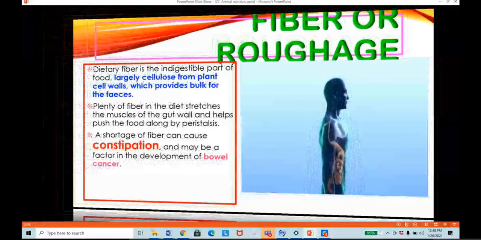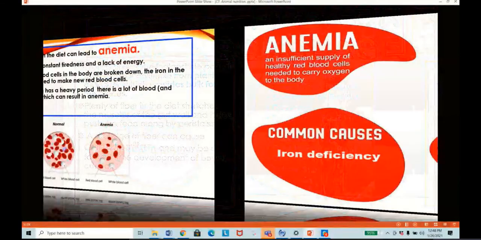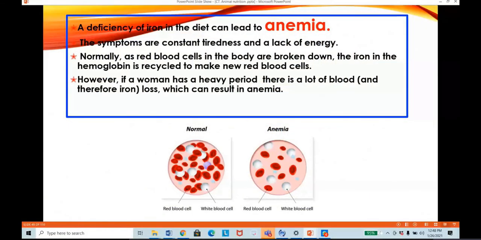Any questions so far about anemia? All clear? Yes, teacher, all clear. Okay, thank you.